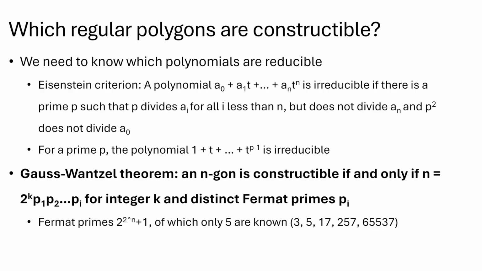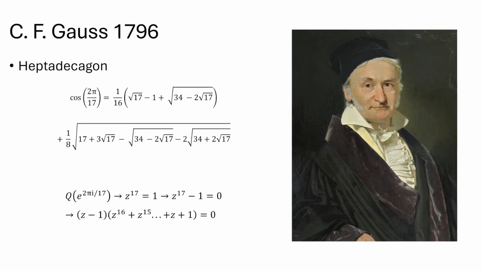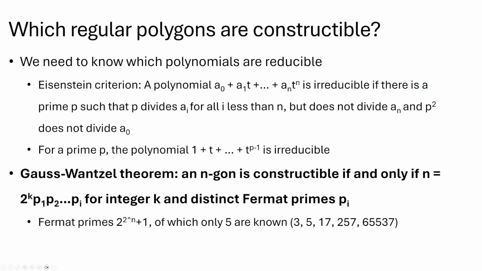So if we want to know which regular polygons are constructible, we need to know which polynomials are reducible, as in which you can do this kind of thing to. And for that, we have the Eisenstein criterion, who was a student of Gauss's. I'm not going to read any of this, who cares? Point is, you follow this down the line, and you end up with the Gauss-Wantzel theorem, which is saying that an n-gon is constructible if and only if n is 2 to the k times these p's for integer k and distinct Fermat primes p_i.